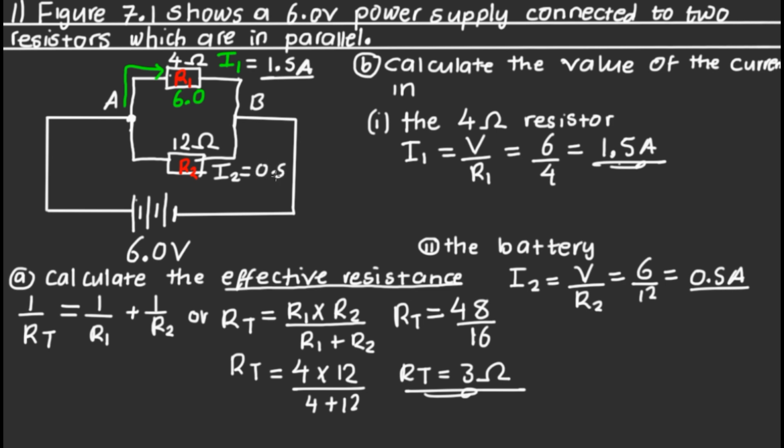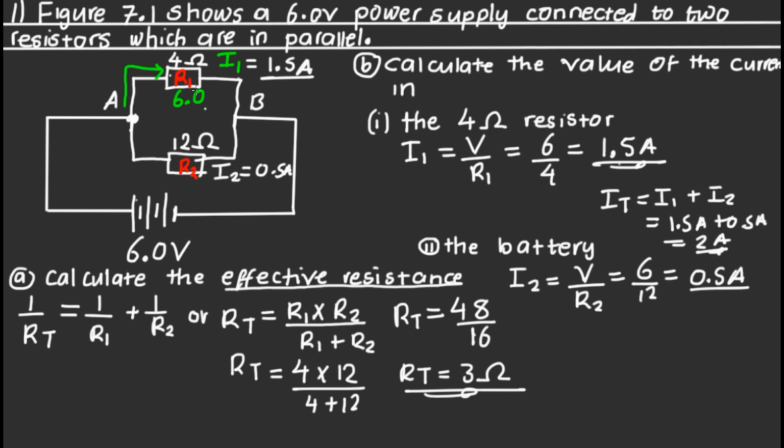So 0.5 amps. Therefore, to find the total current, I can say IT is equal to current 1 plus current 2, which is 1.5 plus 0.5, giving us 2 amps. So this was the total current. But the point is, when this current reached the junction of A, 1.5 went through resistor 1, 0.5 went through resistor 2.